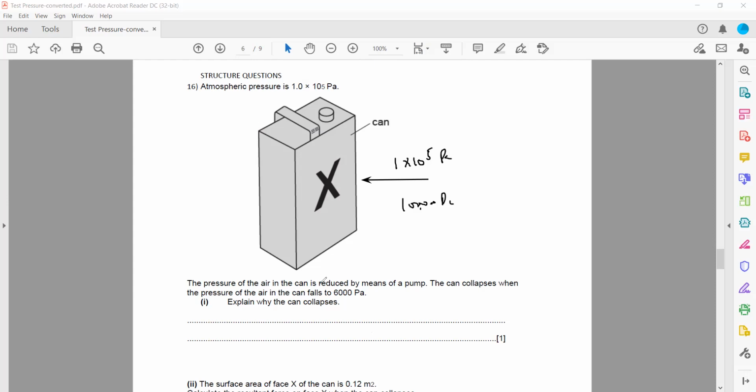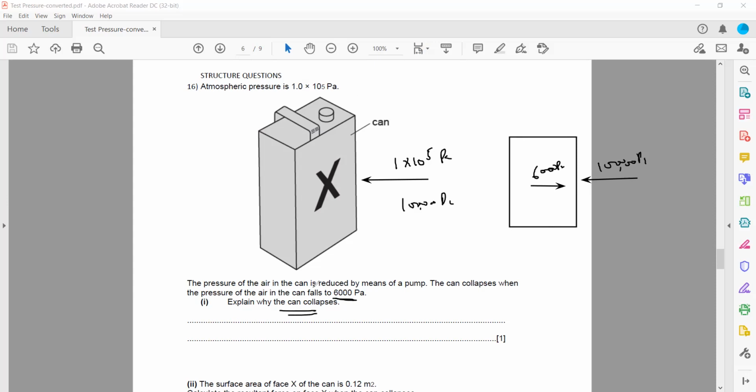The pressure of the air in the can is reduced. The can collapses when the pressure of the air in the can falls to 6,000. So pressure from inside means, for example, if I draw a can in 2D, the pressure from inside the can is 6,000 and pressure from outside is 100,000 Pascal. Explain why the can collapses.